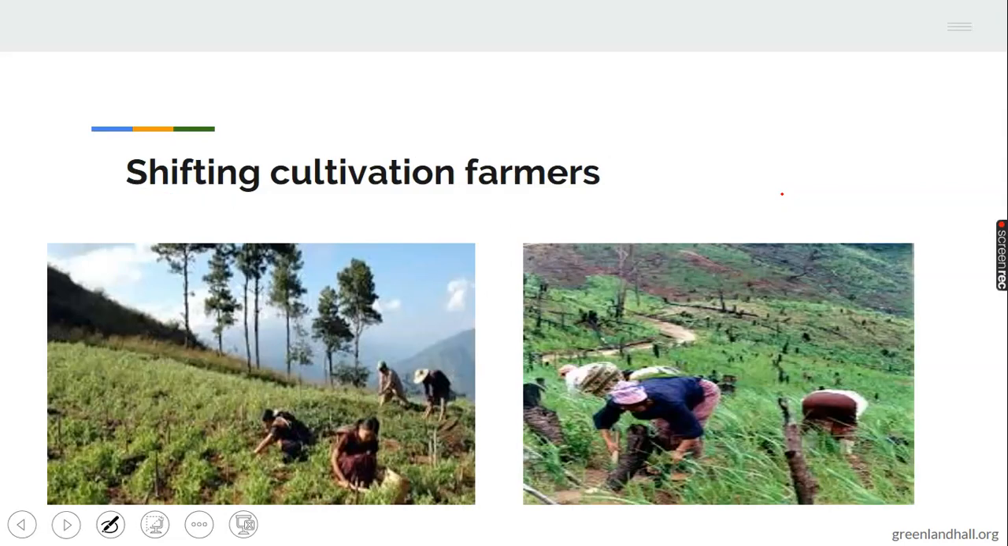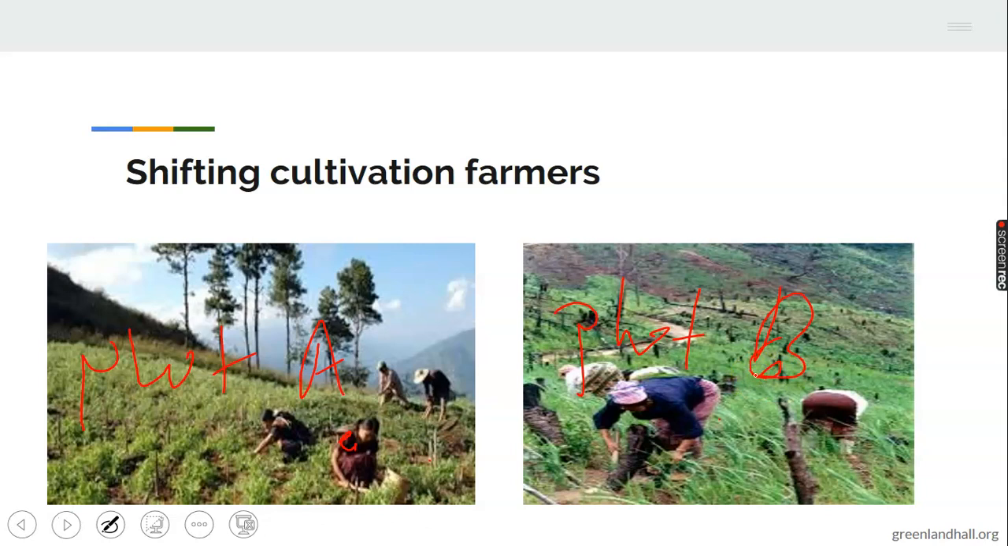Let's see. These are shifting cultivation farmers. This is seen as plot A. Plot A, which has been cultivated for a very long time, has been used. Then the farmer abandoned this for another land, growing crops in another land. This is plot B.